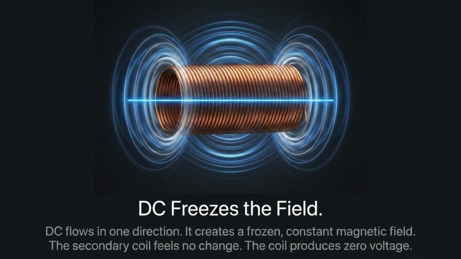In contrast, DC flows in a single direction. This creates a static, frozen magnetic field. Because there is no change, the secondary coil produces zero voltage.